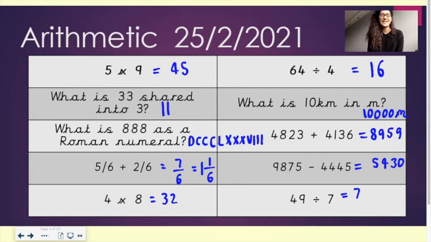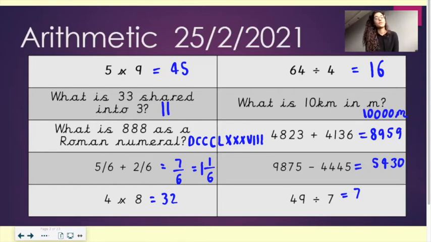What is 5 sixths plus 2 sixths? It is equal to 7 sixths. Another way of writing this is 1 and 1 sixth. 4 times 8 equals 32. 64 divided by 4 equals 16. What is 10 kilometers in meters? 10,000 meters.